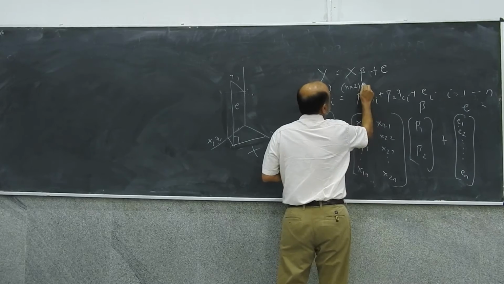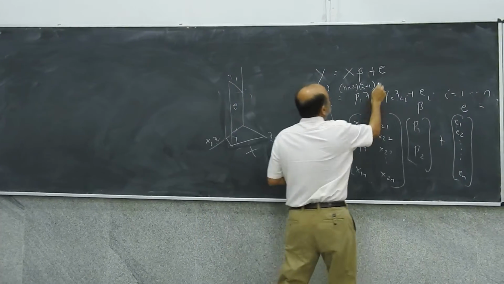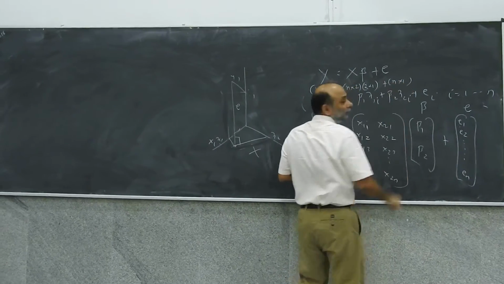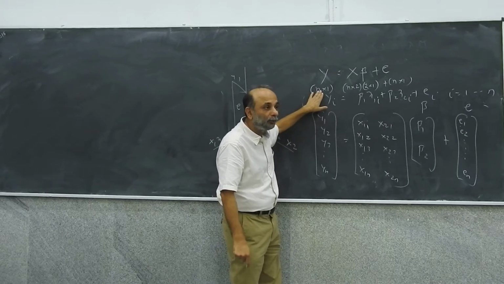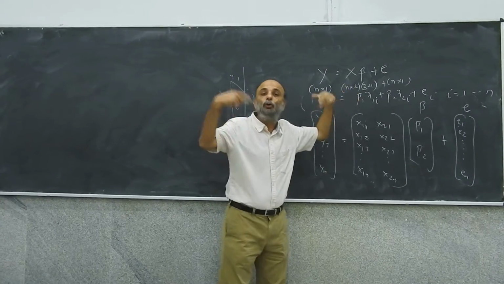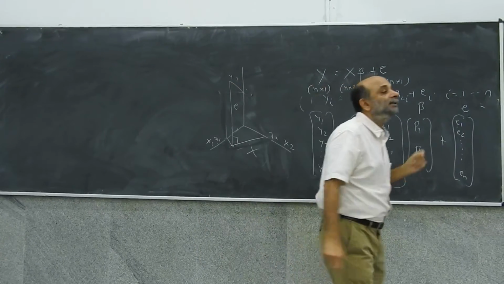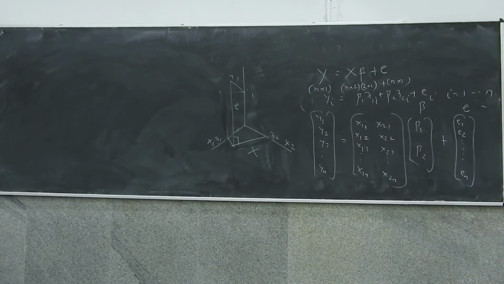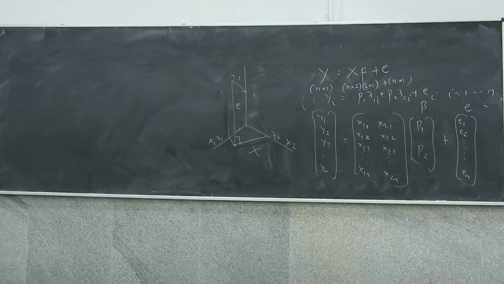Y is X beta, a 2 row 1 column matrix, plus E, which is n cross 1, right? Now you see that these are conformable. So this will be n cross 1. N cross 2 into 2 cross 1 is how much? N cross 1 plus n cross 1, right? So n cross 1 on one side, n cross 1 on the other side. That's how the matrices multiply out.